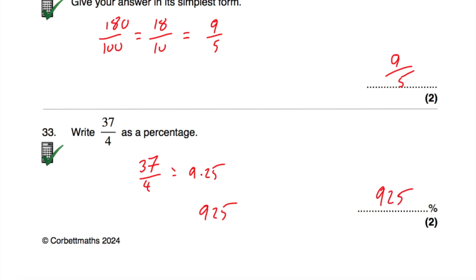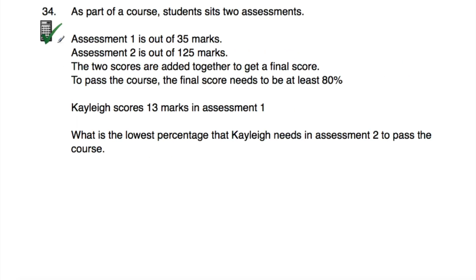Okay, so let's have a look at our last question, question number 34. Question number 34 says, as part of a course, students sit 2 assessments. So they sit assessment 1, which is out of 35 marks, and assessment 2, which is out of 125 marks. And then the 2 scores that they get are added together to give them their final score. And then to pass the course, the final score needs to be at least 80%. So they need at least 80% of the total available marks.